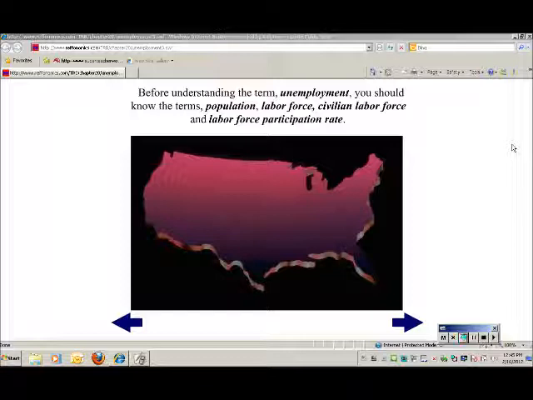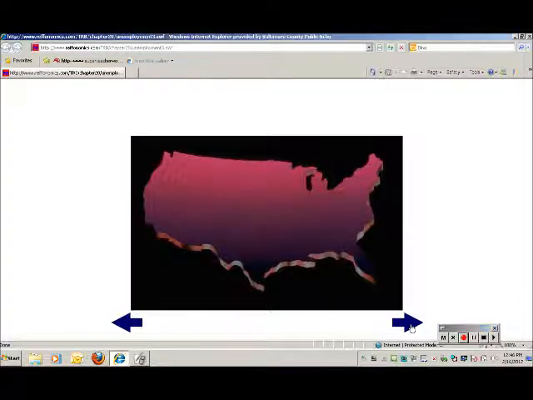So, with all that covered, let's continue with our discussion of macroeconomics by moving on to discuss unemployment. There are certain key terms that you're going to need to understand before we get into this whole discussion of unemployment and how it all works out in a macroeconomy: population, labor force, civilian labor force, and labor force participation rate. We'll first start with the term population.